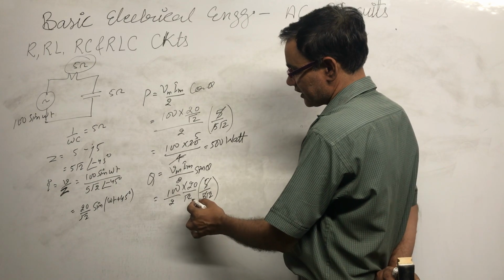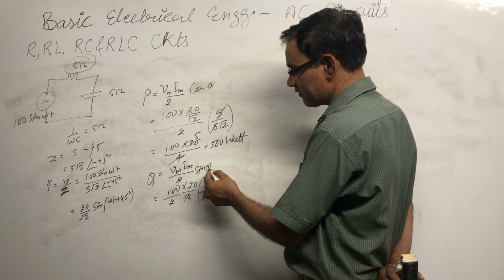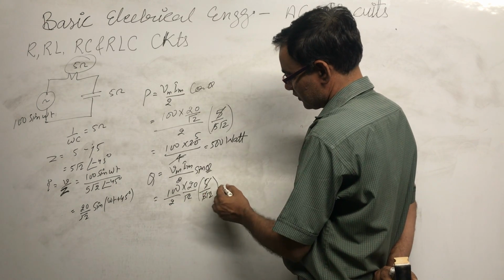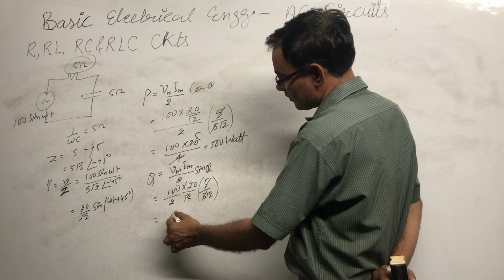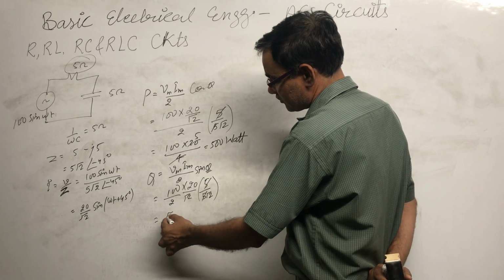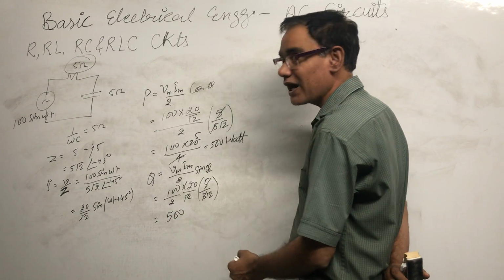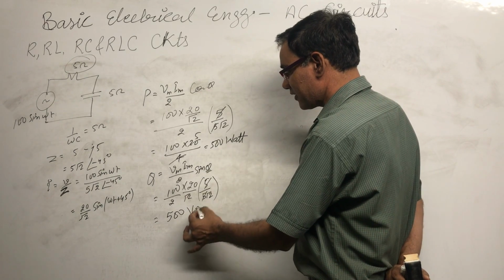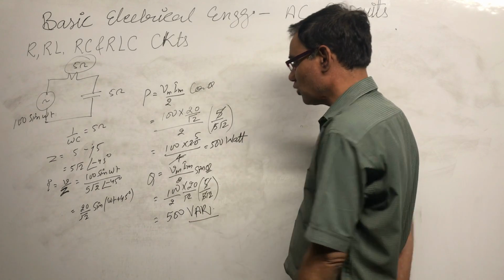So root 2 gets cancelled out. Otherwise also, sine 45 degree is 1 upon root 2. So it becomes 500. So both are equal. Real and reactive power both are equal. Why? Because both components are equal. So it is 500 watt, not watt, it is volt ampere reactive.